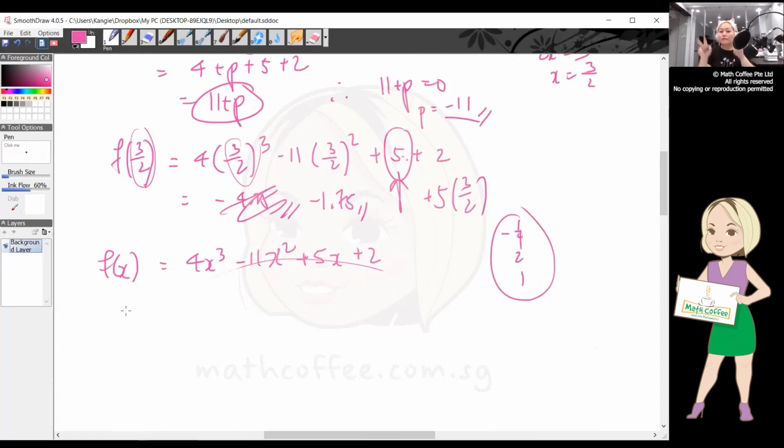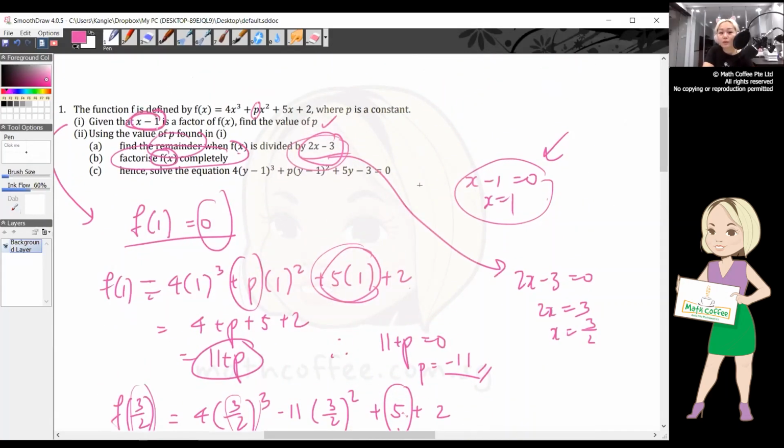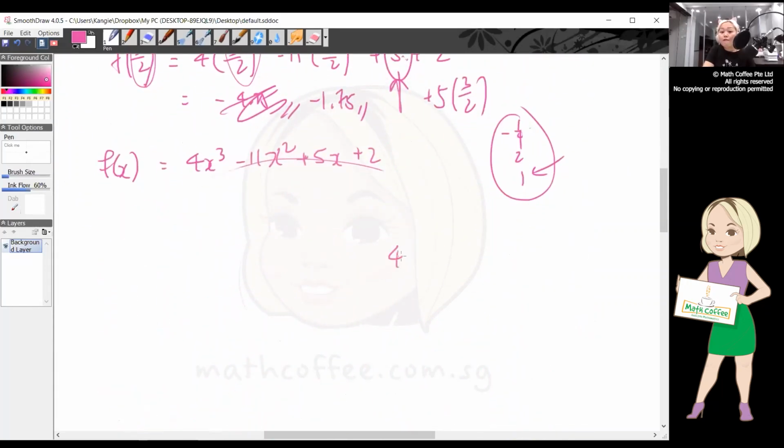So the first step is you have to guess what is the factor. Over here, the easier number is x minus 1, which actually previously they already told us, because x minus 1 is a factor, right? So in this case, I can just take 4x cubed minus 11x squared plus 5x plus 2, and divide it by x minus 1. After that, we do the long division.